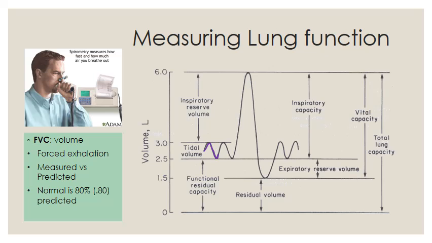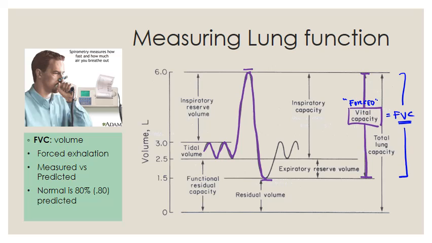So here is normal tidal volume. And then the patient will inhale as much as possible until maximal inhalation, and then will exhale as fast as possible. And this is called vital capacity. So it is full inspiration to full exhalation. And when done in a forced maneuver, this is called forced vital capacity, or FVC. And as seen here, this forced vital capacity is a volume.